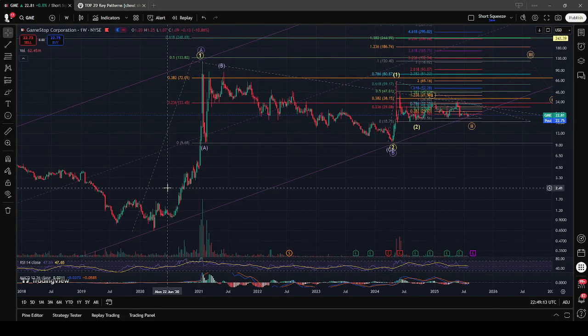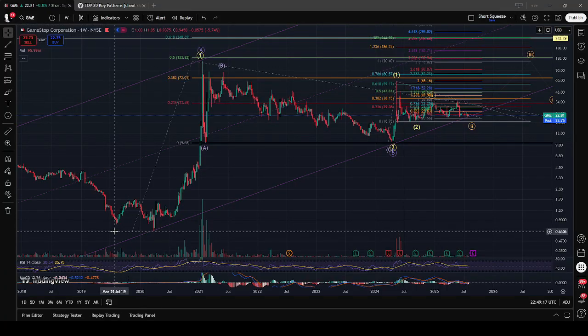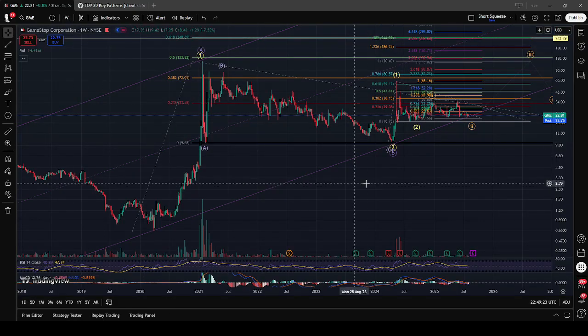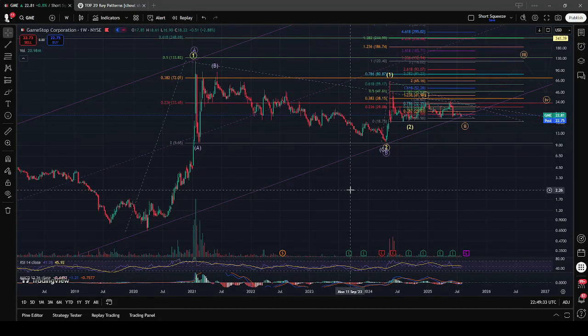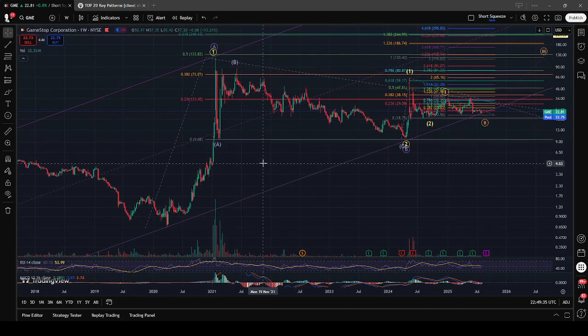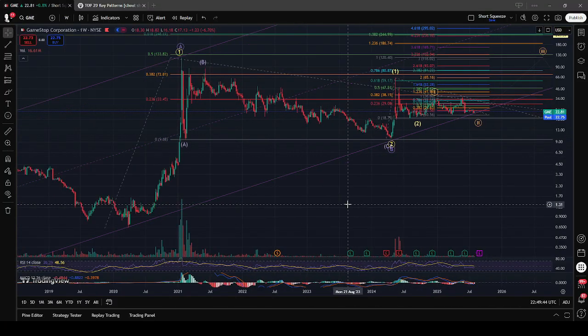So anyways, without further ado, let's talk about GameStop. I have this right here, GameStop, in the 1 week or the weekly time frame. It's a lot easier to count. With the 10, 20, 30 minute time frames, you have a lot of movement, which can mess up your count, to be honest.